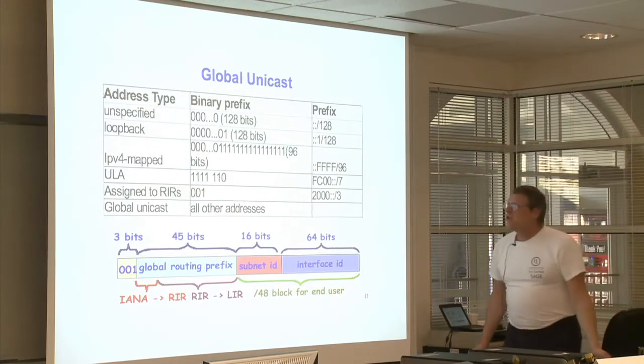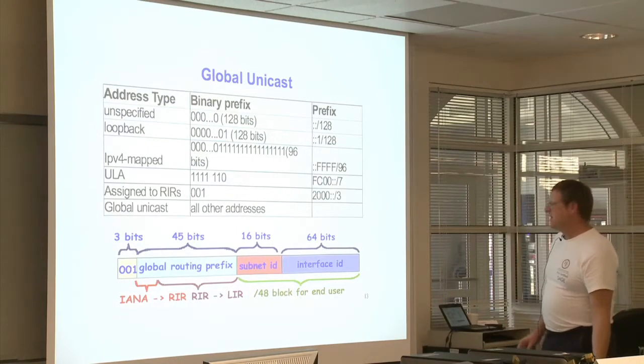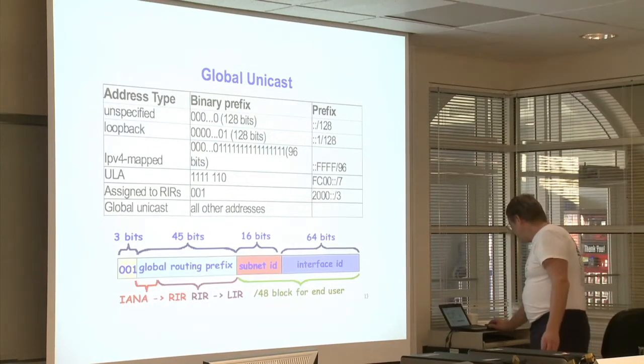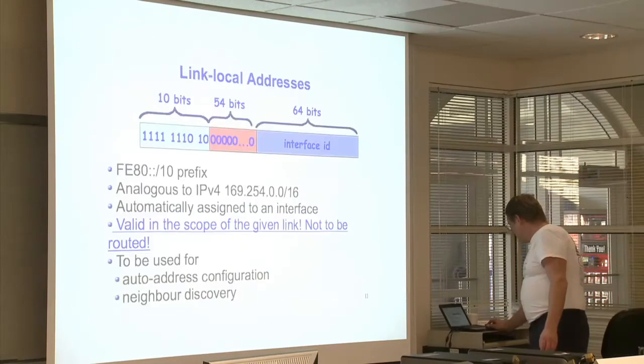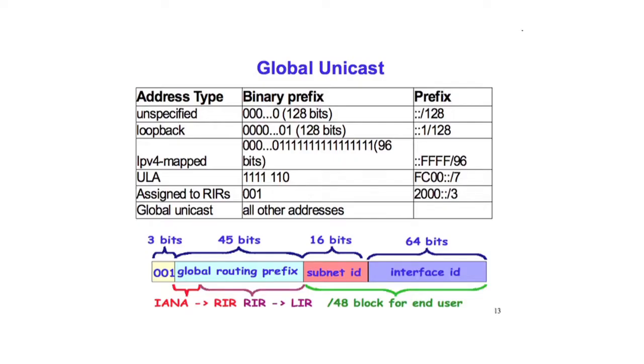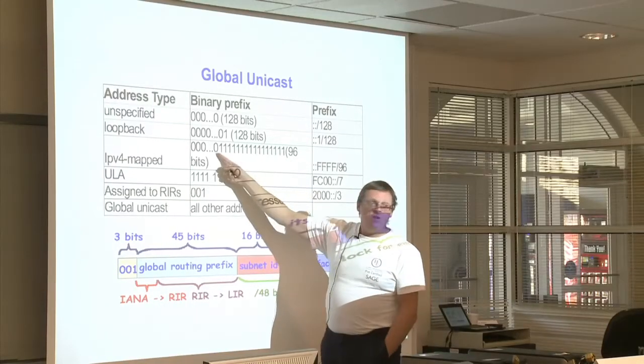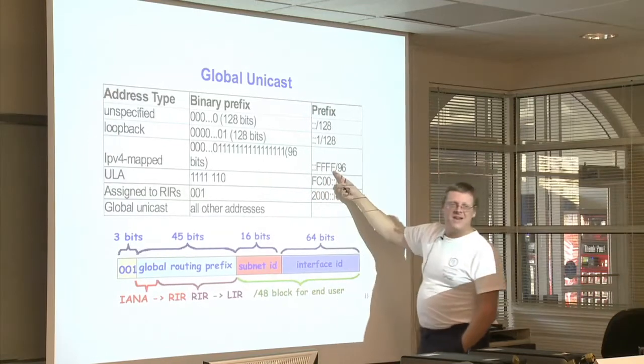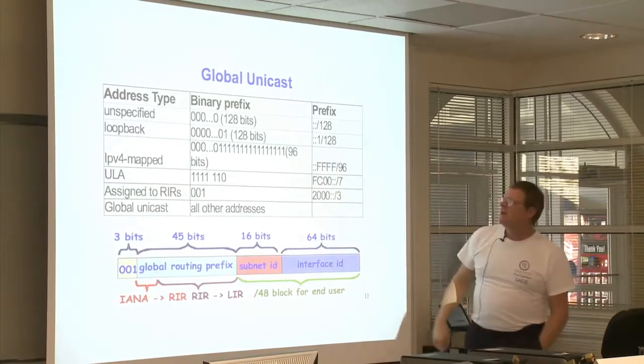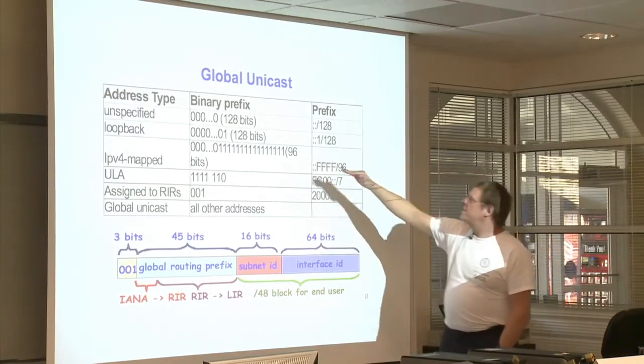All right, here's the global unicast. Link local. Yeah, the IPv4. Oh, yeah, here's the IPv4 map. Remember, we've seen these before. They look like this. A lot of zeros, 16 ones. That's the FFFF. And then 96 bits are all specified here.